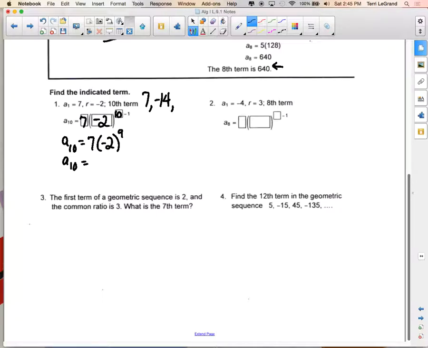And then after we have that, which is negative 512, that's negative 2 to the 9th power. Now we will multiply that times our first term of 7, and we will say that the 10th term of this sequence is negative 3,584.